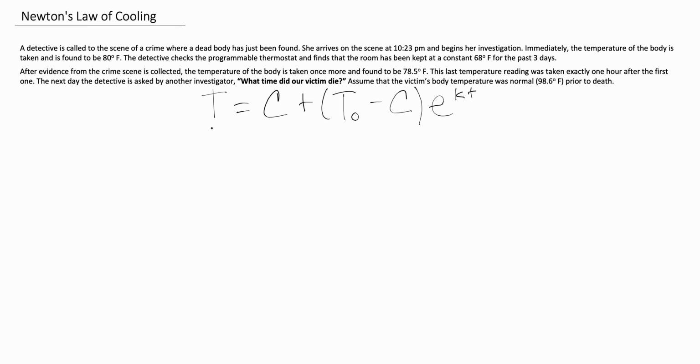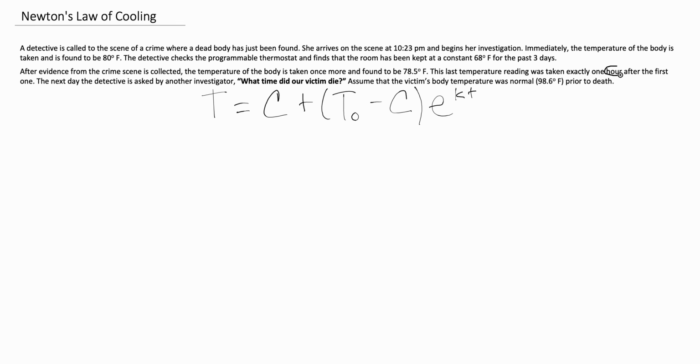Just a couple of reminders. T is going to be our measured temperature after a certain period of time. C is our temperature for the environment. T sub 0 is the initial temperature. K is our constant that is going to determine the rate at which the temperature is changing. And then, of course, lowercase t is our variable for time. We are going to be measuring time in this question by hours.